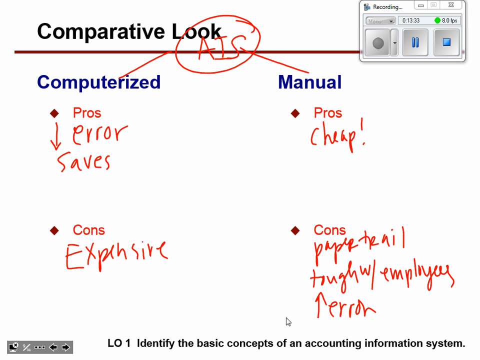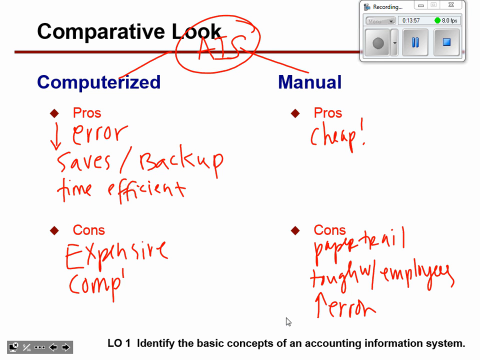Yes. It saves. There's backup. Speaking of save, could we say that it's more time efficient? How about cons, other than expense? Very much. Kind of to merge the two cons, expensive and complicated, it often involves training.